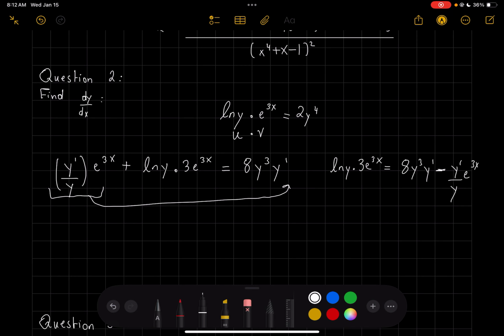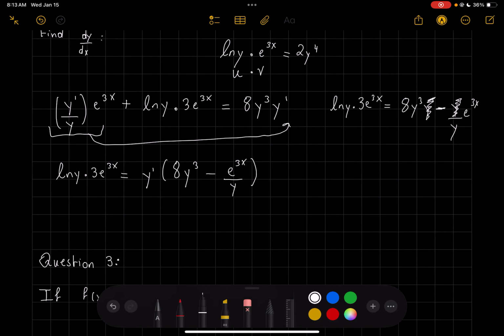So then I have to take y prime as a common factor. So I'm going to rewrite ln y 3e to the power of 3x equals y prime, you open brackets, so you can cross out the y prime over here. What will be remaining? It would be 8y to the power of 3, and then minus, because you have a minus over here, and then if you cross out the y prime over here, you're going to get e to the power of 3x over y. So e to the power of 3x over y. Now, in order to isolate y prime by itself, we have to divide everything by 8y to the power of 3 minus e to the power of 3x over y.